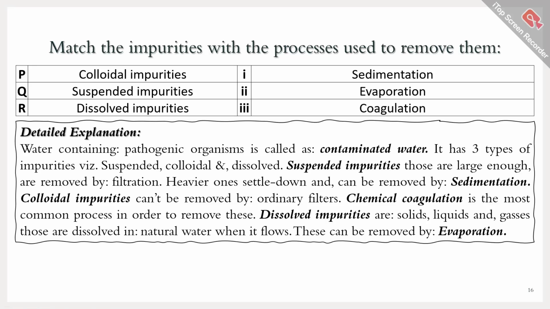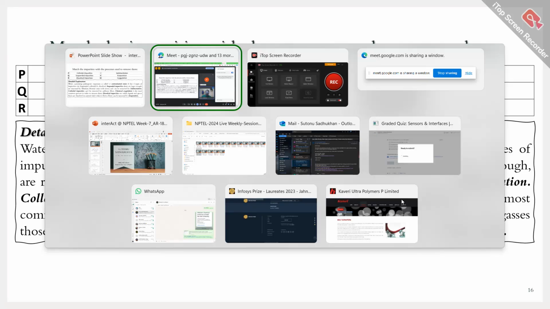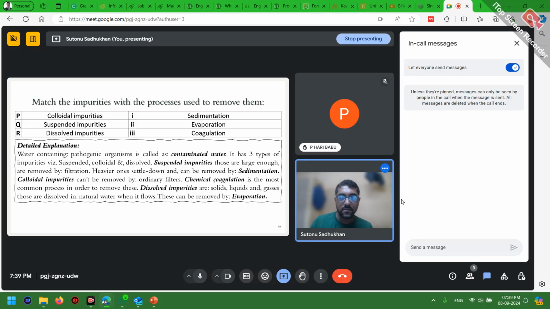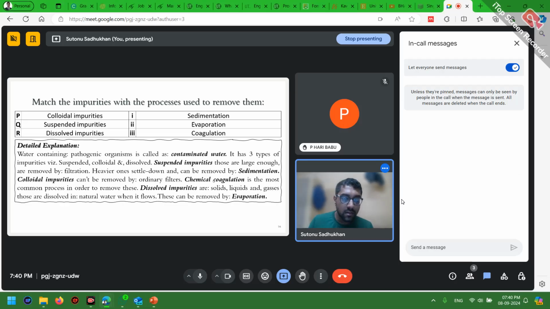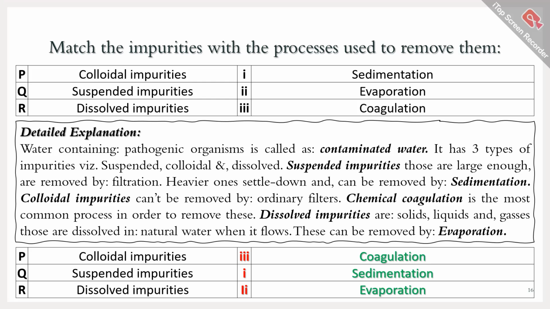Okay. So now you should tell the answer. Still not able. Okay, I'll tell. So the correct answer goes something like this. For P, Q, R, the right-hand side is 3, 2, 1... so colloidal impurities are removed with the help of coagulation, suspended impurities are removed with the help of sedimentation, and dissolved impurities are removed with the help of evaporation.